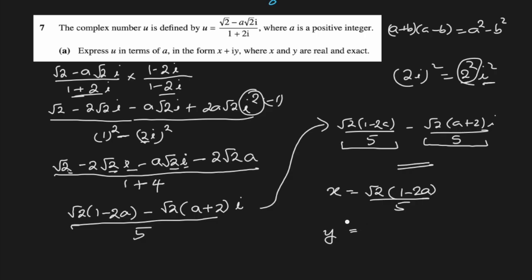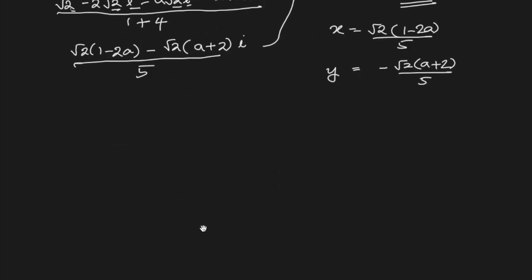y is, they said plus iy, right? And we have a negative here. So it will be negative square root 2 times a plus 2 over 5. And that's it. No i, because i is part of the format. This is how we get the answer. Next, please. Question number, this is 7a, so we may have a 7b as well, which we have here.